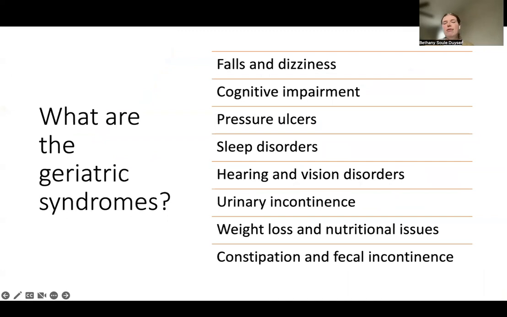Here are some examples: falls and dizziness, cognitive impairment, which can include all of our different dementias, pressure ulcers, any kind of pressure injury, sleep disorders, hearing and vision disorders, urinary incontinence, weight loss or other nutrition problems, and then finally bowel problems like constipation and fecal incontinence, right? Very often in older adults, they have multiple causes or potentially variable causes, as well as multiple effects that cross any single body system and impact function and quality of life.